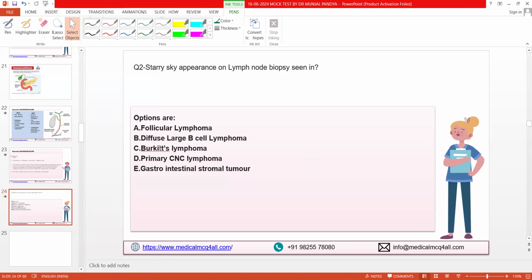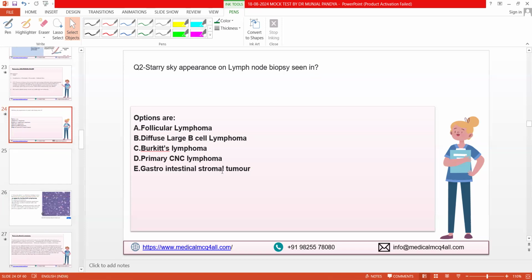So now tell me, what is Burkitt lymphoma? Give me two lines about Burkitt lymphoma, whatever you know, whatever is in your mind. What is the common age of Burkitt's lymphoma? How does it present? How do you diagnose it? How is it prognostically important? What do you see under the microscope in a lymph node biopsy? You told starry sky appearance, that is a lymph node biopsy.